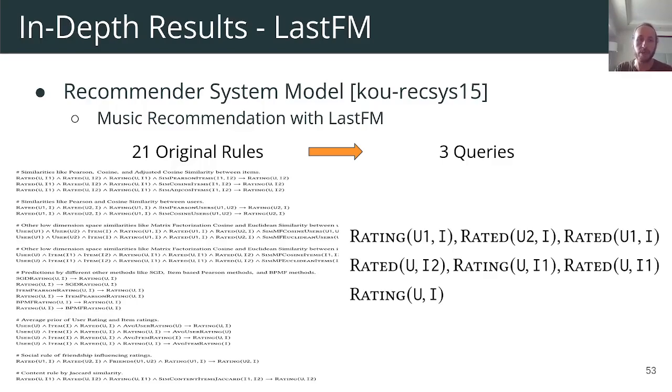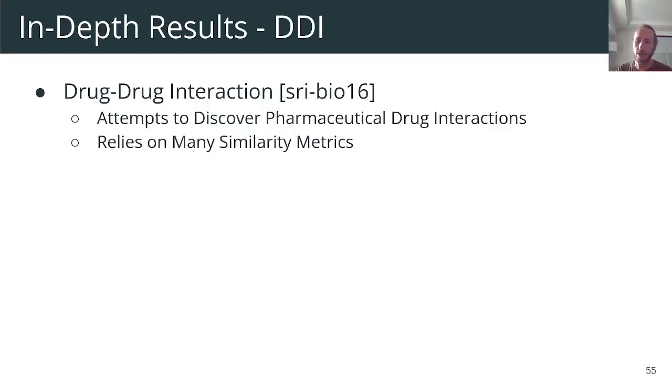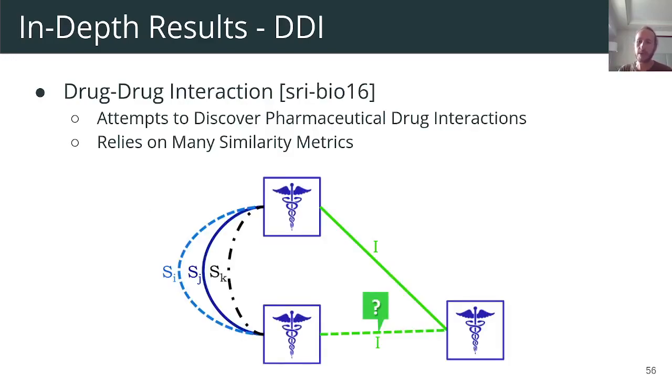And then for this next example, this is DDI, or drug-drug interaction, and we have a 3.5 times speedup, but we see almost no change in the number of rules, only 1 less. DDI is drug-drug interaction, and what we're looking for here is interactions between pharmaceutical drugs. The key thing about this data set is it really uses a lot of similarities between these drugs to compute these interactions. Like if 2 drugs are chemically similar, or if they interact with similar proteins, similarities like this. And the original model is something like here.